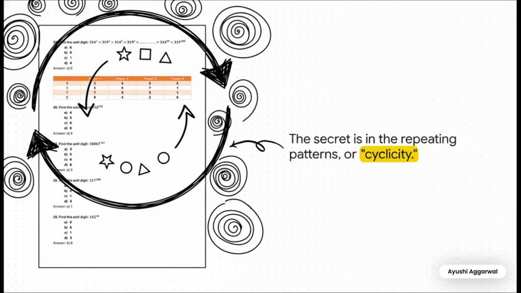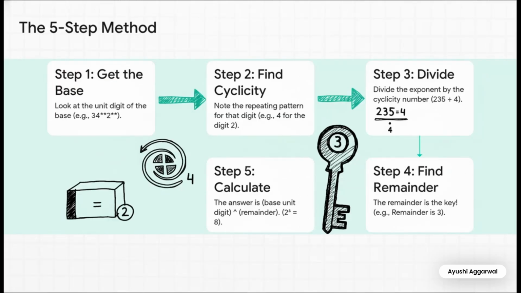You see, the unit digit of the powers of any number repeats in a fixed pattern. As you can see in this table, the unit digit of the powers of 2 repeats after every 4 powers. It goes 2, 4, 8, 6. And then the pattern starts all over again. 2, 4, 8, 6. We're going to use this exact pattern. Okay, let's break this down step by step. Step 1. First, look at only the unit digit of the base, which is 342. The unit digit is 2.